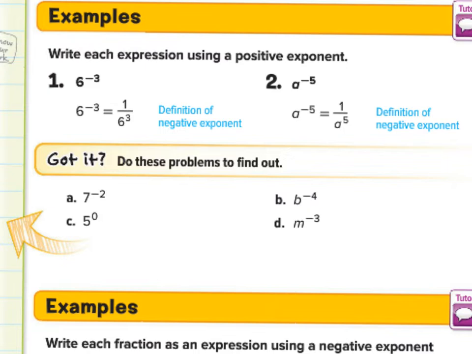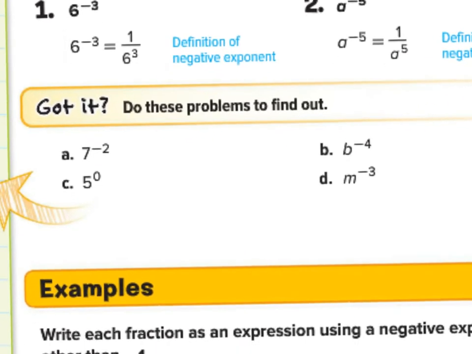Look at example 1. 6 to the power of negative 3 is 1, make it a fraction, over 6 to the third power. And 6 to the third power would be 6 times 6 times 6, if you wanted to write it as an actual fraction. And over here you have an algebraic expression, a to the negative 5. It's 1 over a to the power of 5. Once we know what a is, we can solve for that value.